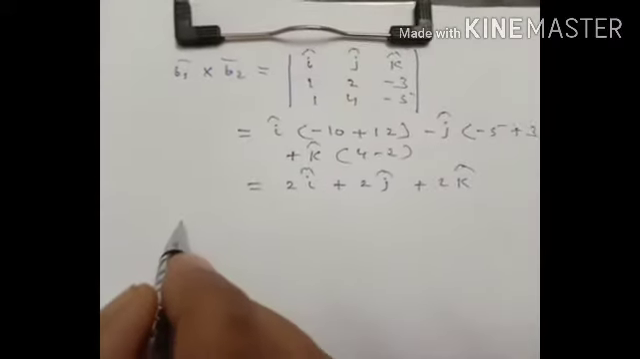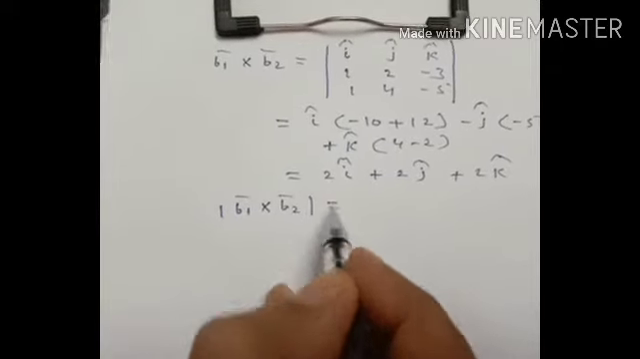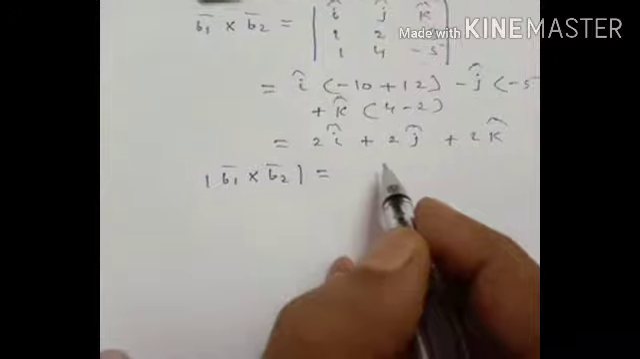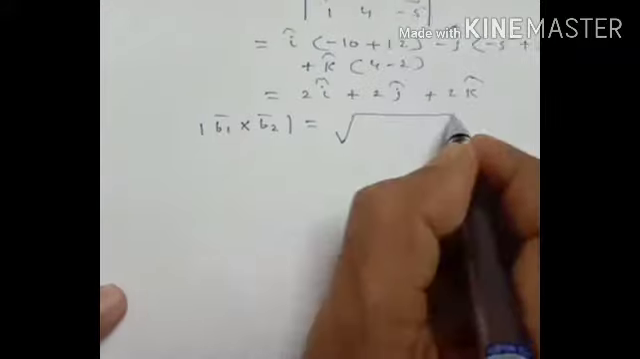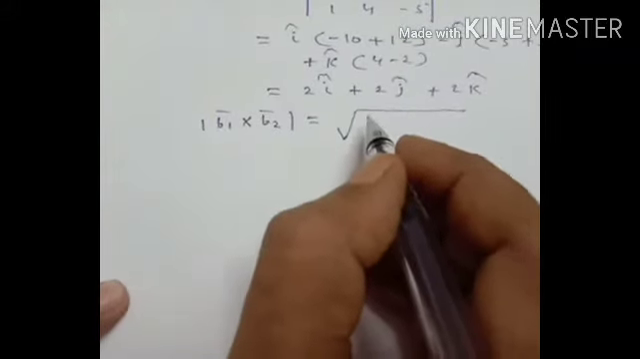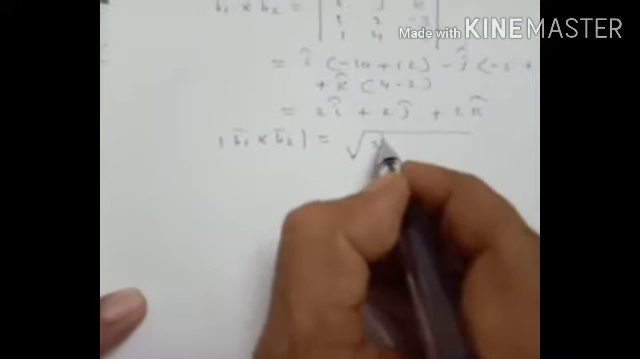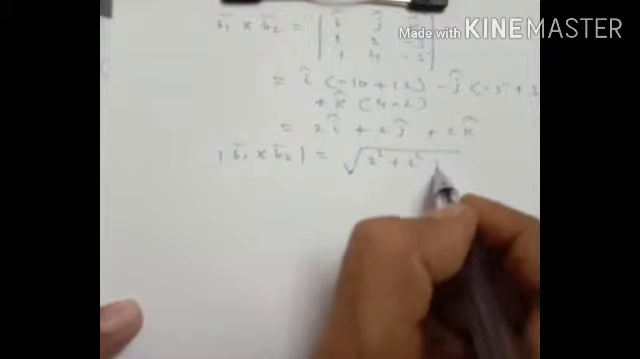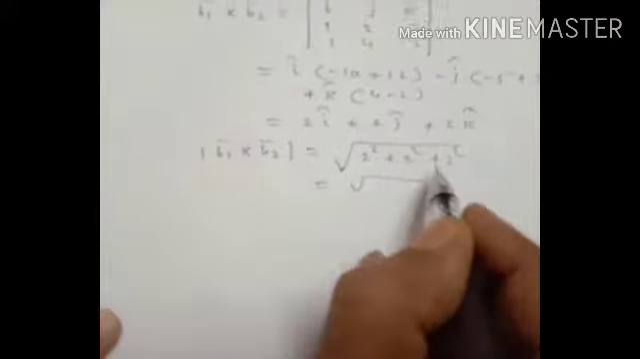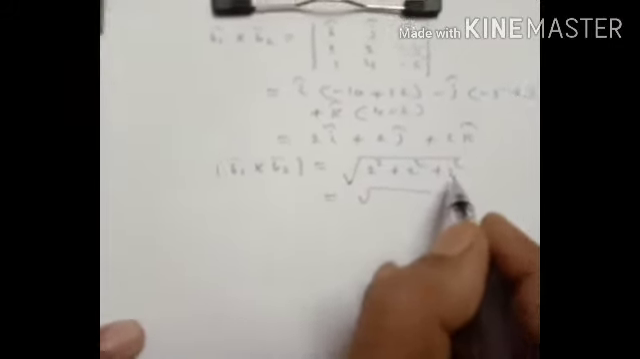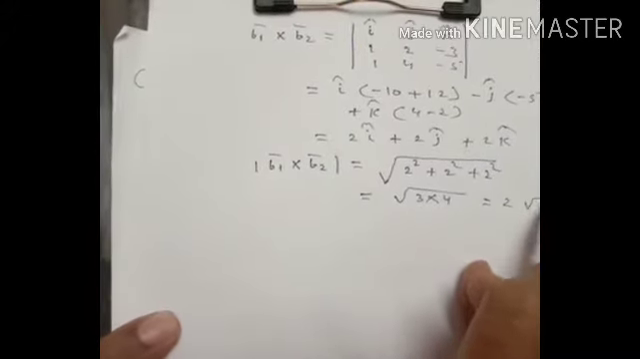Then we have to find the magnitude of b1 bar cross b2 bar. When a vector is known to us, we can find its magnitude as the square root of the sum of squares of the scalars. Coefficients of i, j, k are scalar quantities. So 2 square plus 2 square plus 2 square, 4 plus 4 plus 4, 12. 3 into 4, 4 is a perfect square, 2 root 3.